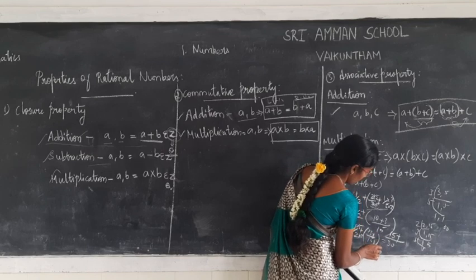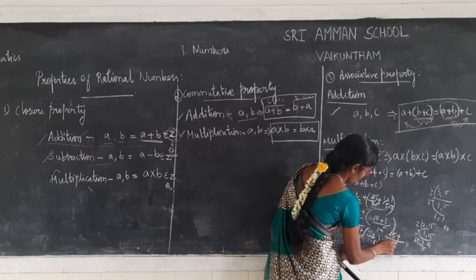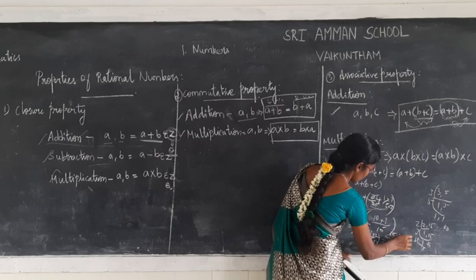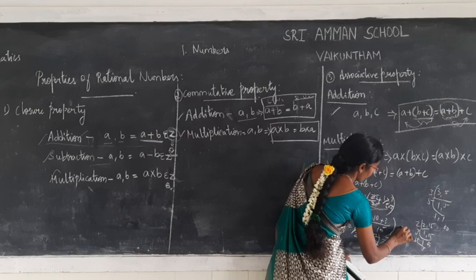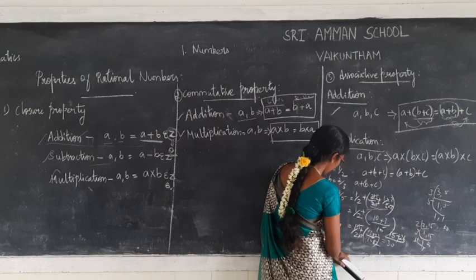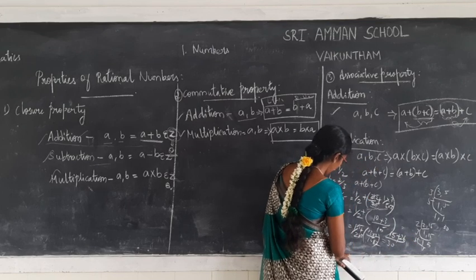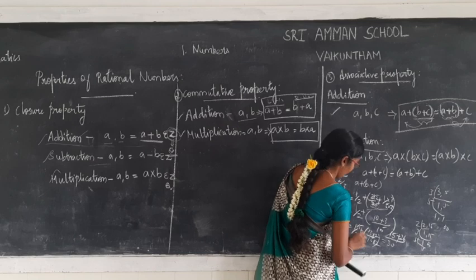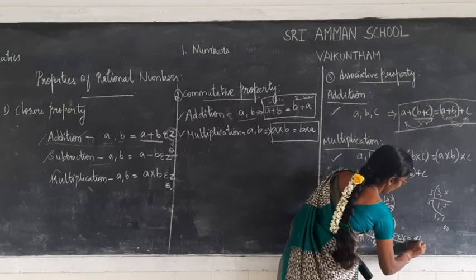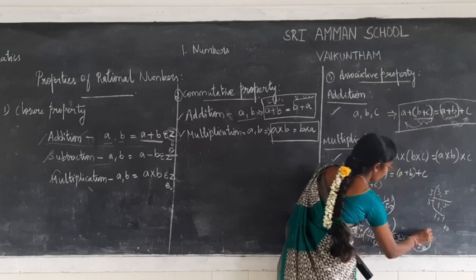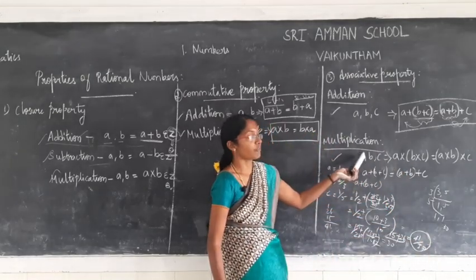So here 1. Sorry, here 2. So here also 2. 3 2s are 6, 2 1s are 2, 26. So if you add, what you will get? 26 plus 15, 6 plus 5, 11, 2, 3, 4, 41. 41 divided by 30. It is the left hand side. See here, it is the left hand side.